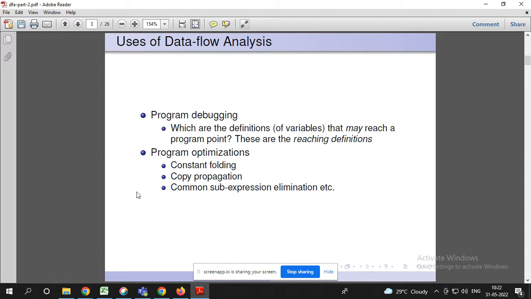Next, it is mainly used for program optimizations. What optimizations can we carry out? Constant folding, copy propagation and common subexpression elimination. These three I have already explained in class. Constant folding, copy propagation and common subexpression elimination are the major optimization techniques.